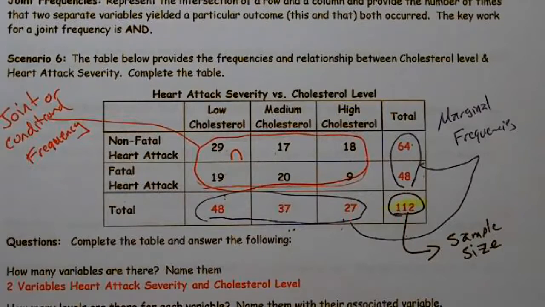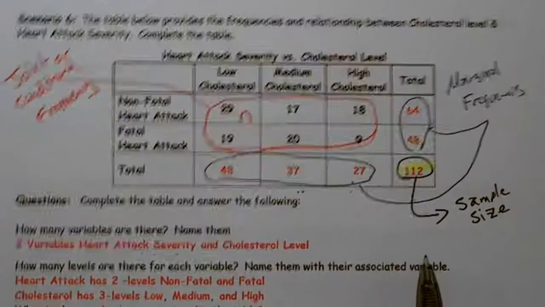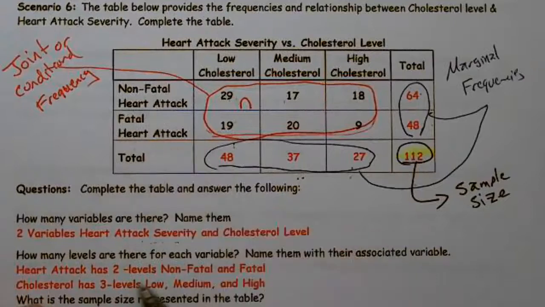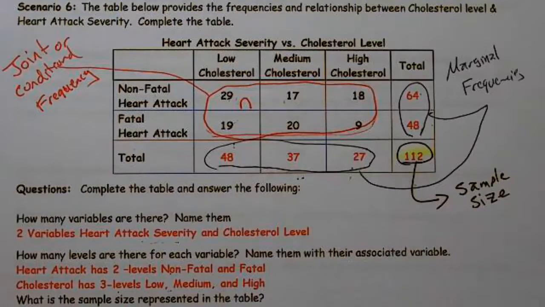So how many variables? We've already said that there are two variables, which are heart attack severity and cholesterol level. And each one of those variables had levels: the heart attack had two levels, which are non-fatal and fatal. And the cholesterol had three levels, which are just low, medium, and high. The next thing is the sample size, which we already said was 112.